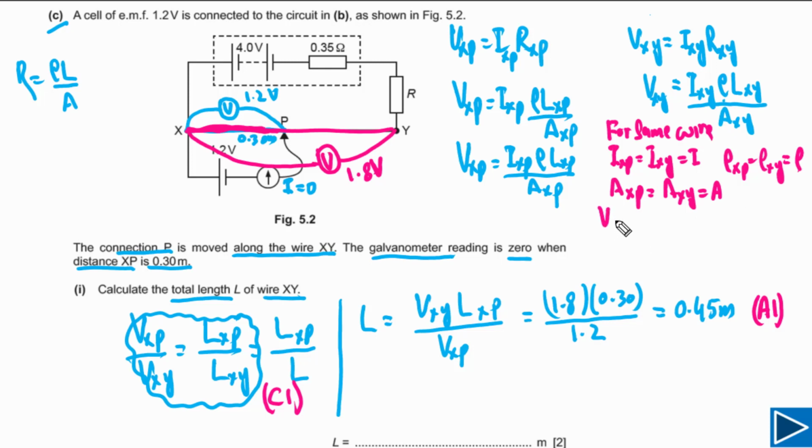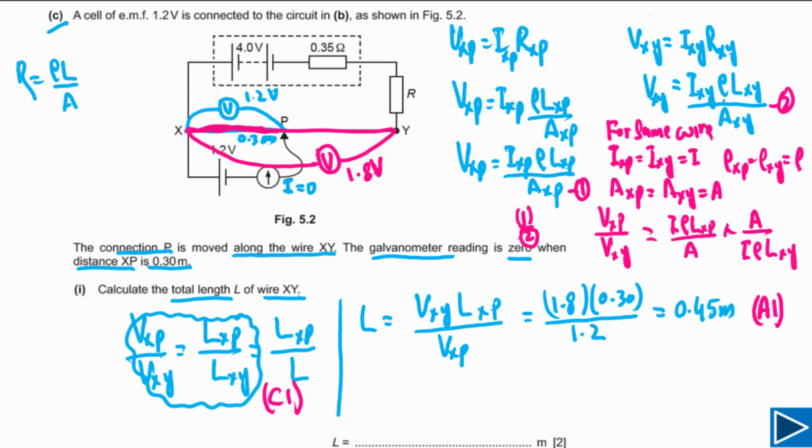Now simply we need to divide. We can write down VXP. If we divide VXP by VXY, we can say this is equation 1 and this is equation 2, so equation 1 divided by equation 2. Here we have I times rho times LXP divided by A, since AXP is equal to A, multiplied by A divided by I times rho times LXY.